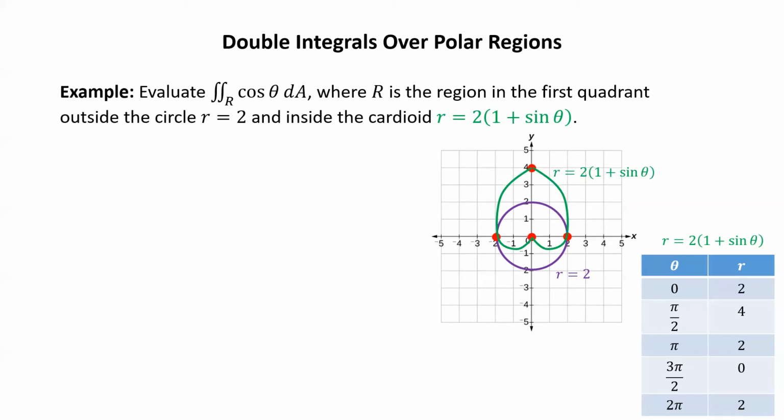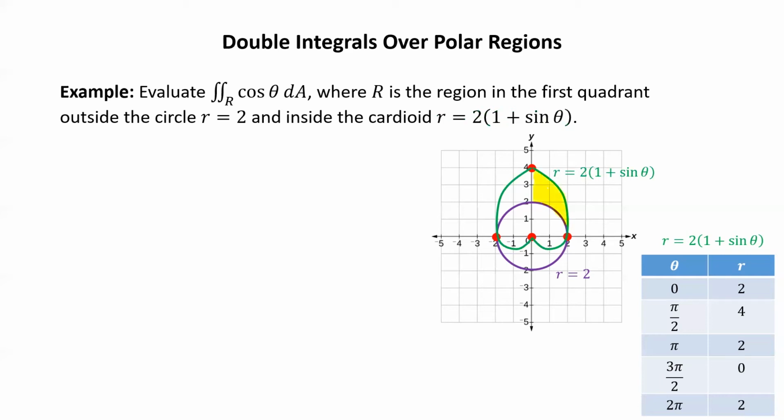So from the first point, (0, 2), that rightmost point, we sweep out an arc until we hit the point (pi over 2, 4), the uppermost point. And then we sweep out another arc from there to the point (pi, 2), which is the leftmost point there. And then notice how we sweep out an arc as we travel from pi over 2 to 3 pi over 2, and again from 3 pi over 2 to 2 pi.